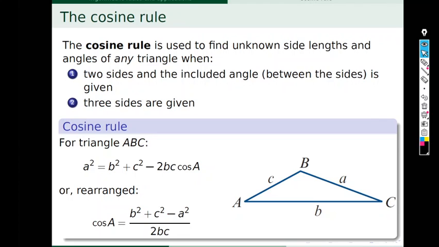In this video, we're going to look at the cosine rule. It's also like the sine rule in that we can use it to find unknown side lengths and unknown angles from any triangle you like. It doesn't have to be a right angle triangle.